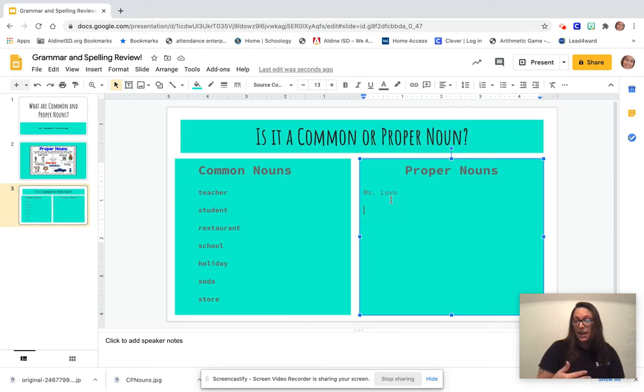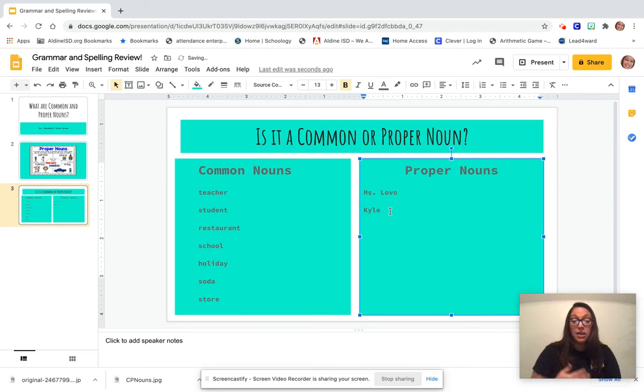And it's the same thing with students. So I have many students in my class, or I could be talking about a specific student. So student is the common noun. And let's pretend I have a student named Kyle. That would be the proper noun that I need to capitalize. You notice how I capitalize the beginning of each proper noun.